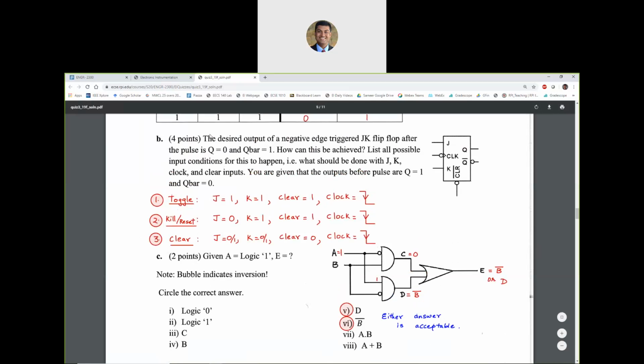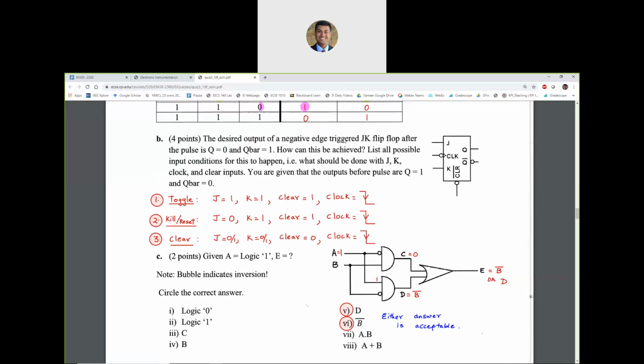So this is essentially saying that right now I have a JK flip flop. It's a negative edge triggered JK flip flop, and I know that from the symbol itself. I have a bubble there. The desired output of the negative edge triggered flip flop after the pulse is Q 0, Q bar 1. So I want to essentially reset or kill the output to 0. How can this be achieved? Well, there are several possibilities. But before you do that, you have to also pay attention to what is the current output. The current output given to us before the pulse is Q is 1 and Q bar is 0. So you have a 1 there and you have a 0 there.